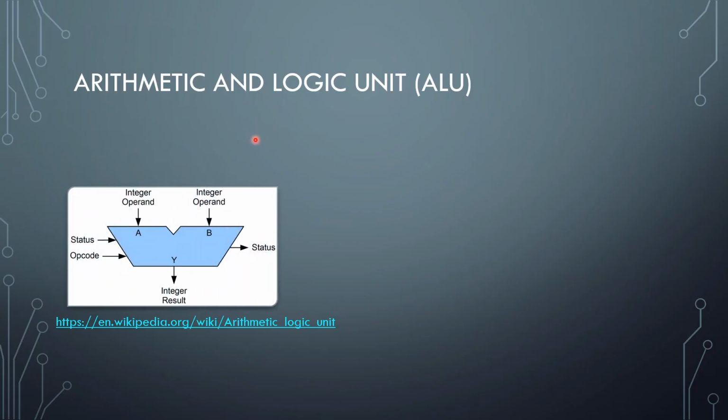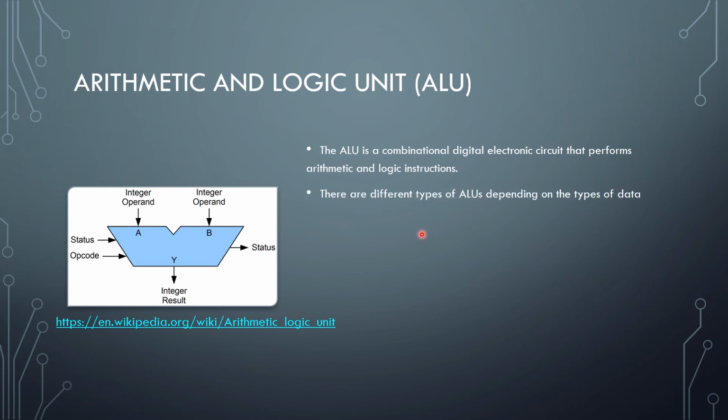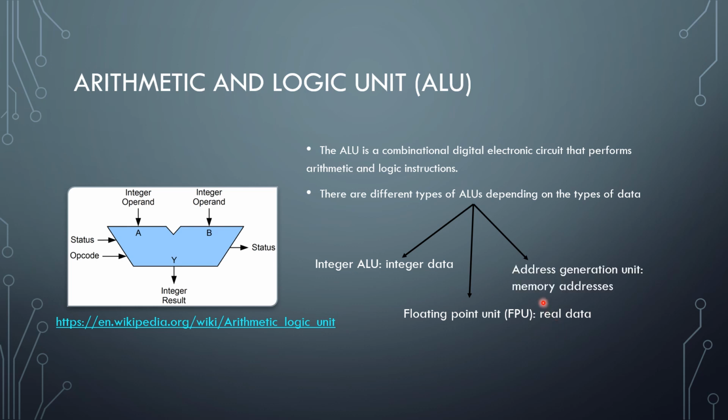Now I'll be talking about the ALU, or the Arithmetic and Logic Unit. The ALU is a combinational digital electronic circuit that performs arithmetic and logic instructions. There are different types of ALUs depending on the types of data. First, we have the integer ALU, which is used for the integer data, a floating point unit or FPU, which is used for the real data, and finally the address generation unit, which is used to calculate addresses.